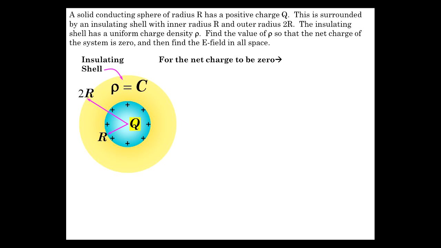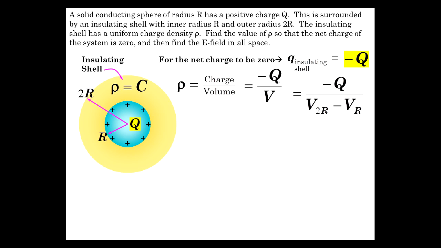One condition of the problem is to figure out the charge density of this insulating shell so that the total charge is 0. So the net charge being 0 for the whole thing requires this insulating shell to be negative Q. Now, the volume charge density is charge over volume. So the charge is negative Q. The volume is the volume of the entire thing minus the volume of this inner conductor. So minus Q over V of the 2R sphere minus the 1R sphere.